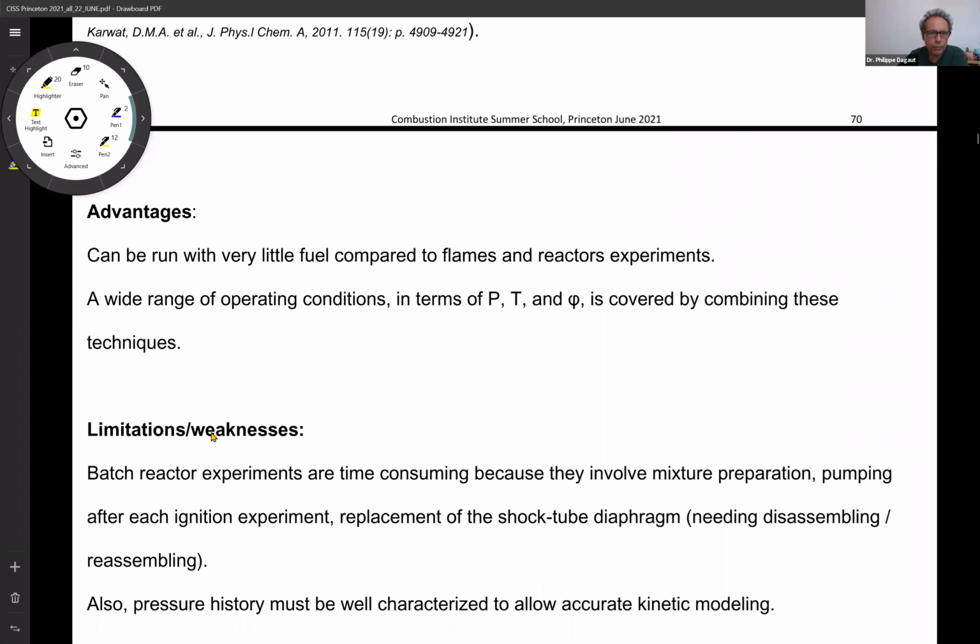Also, pressure history must be well characterized to allow accurate kinetic modeling. And this is a specific point which has been addressed in recent literature.